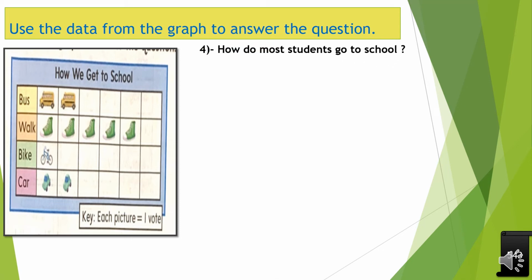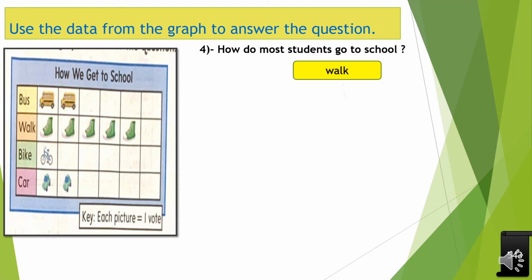Please, when you read the question, I want you to underline or circle the keyword which helps you to find the answer. The keyword here is most. You need to find the most number of students. So how do most students go to school? The most number here is for walk. So you need to write walk.